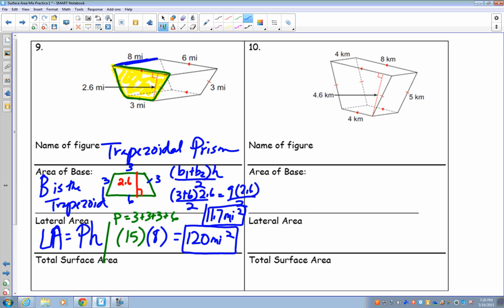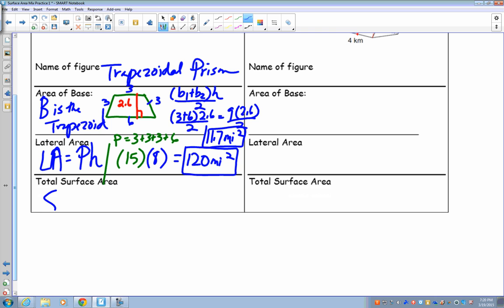And then to do our total surface area, we take that lateral area plus the two bases. So we're taking 120 plus 2 times 11.7. And we'll get a decimal answer again, which is 143.4.